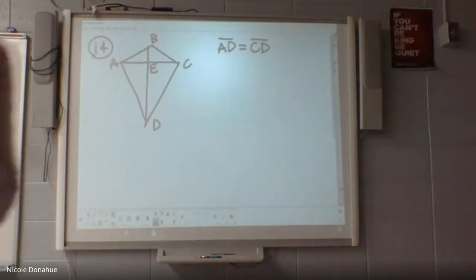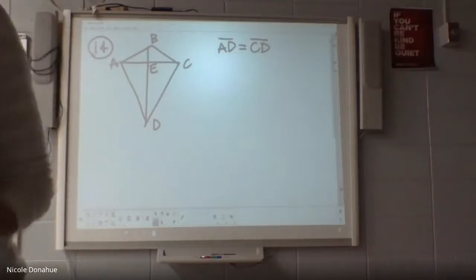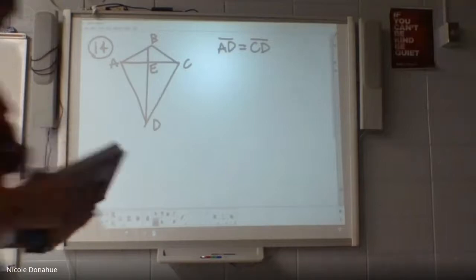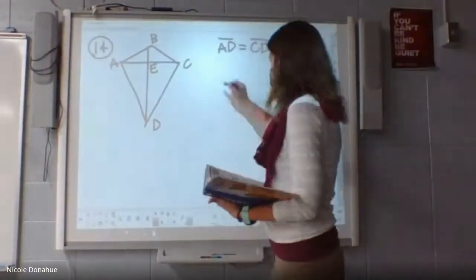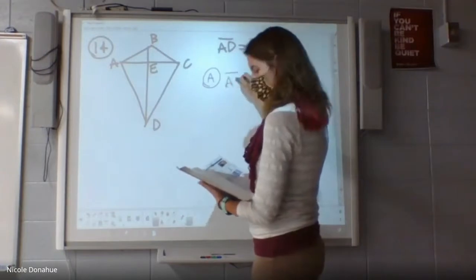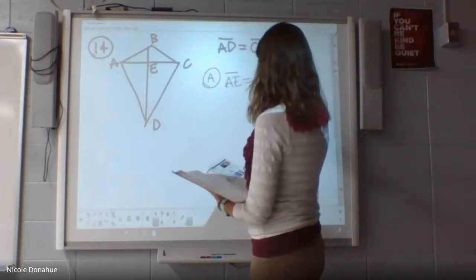It said, which one does not allow you to conclude that AD equals CD? So we have to kind of do process of elimination, eliminate these. It's a little bit of an annoying one because once you kind of see it, find it.